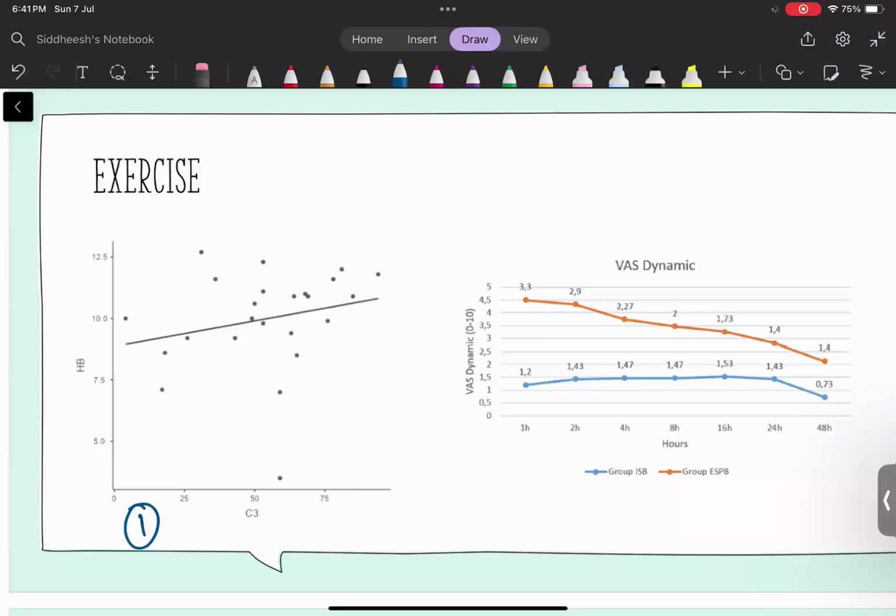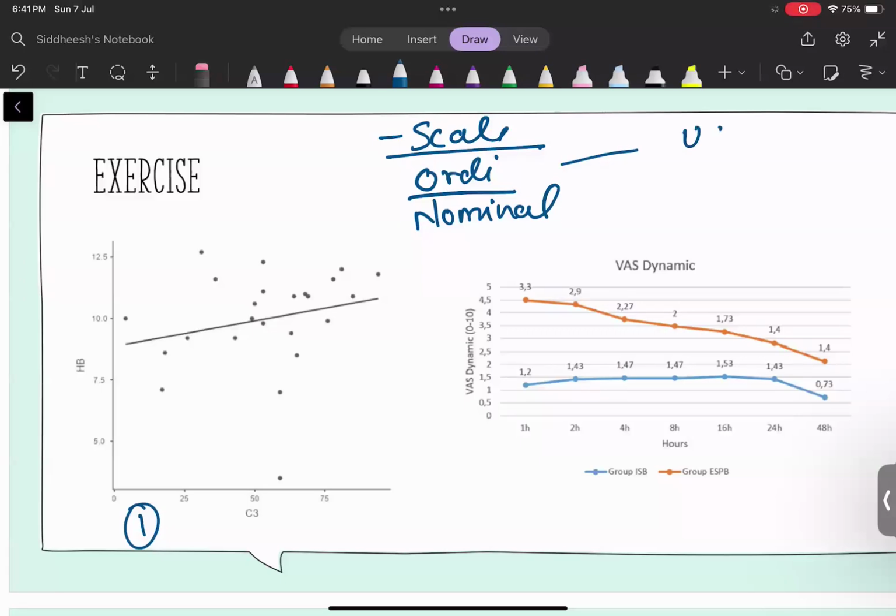In data analysis, you will come across scale data, ordinal data, and nominal data. What is scale data? All the continuous variables, like your hemoglobin for all the patients: 8, 8.2, 8.4, 9.2, 9.8. What about ordinal data? That means some order is present. Suppose I take undergraduate, postgraduate, and PhD; of course some order is coming up.